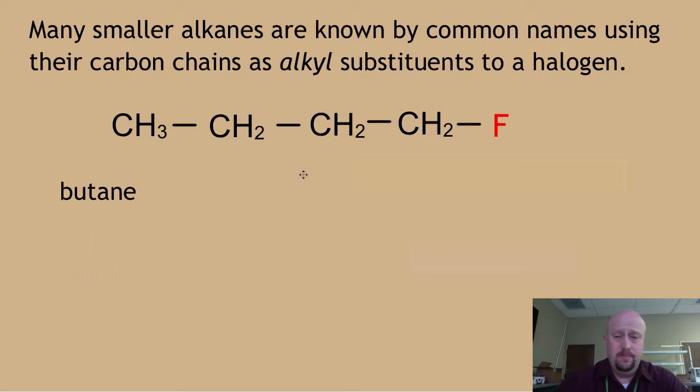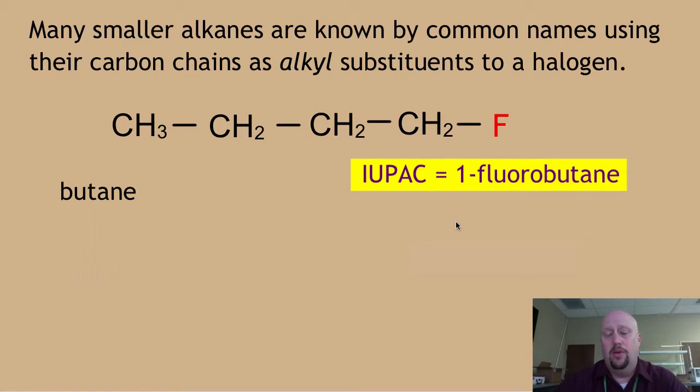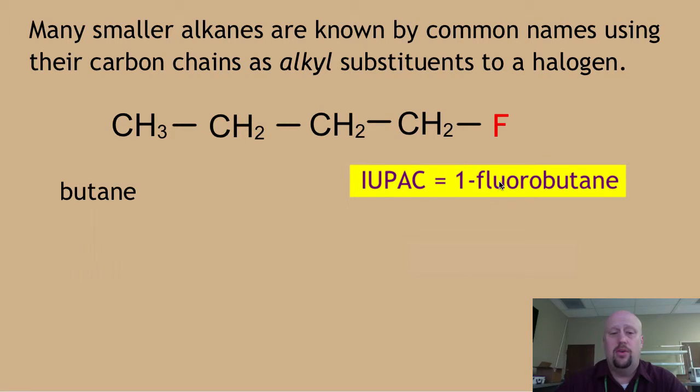So take a relatively simple halogenated alkane like this, and what you're going to see is that the IUPAC name for this would be 1-fluorobutane. Okay, there's 4 carbons. There's a fluorine on it. That turns into fluoro. It's on the first carbon if we number from the nearest branch, and so that's what that becomes, according to IUPAC rules.